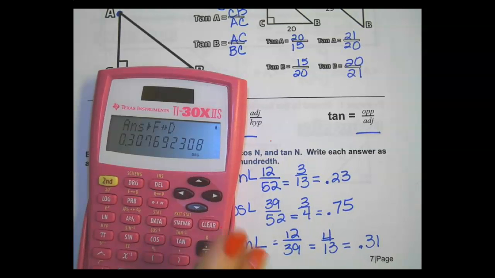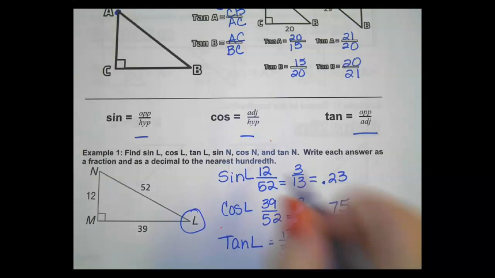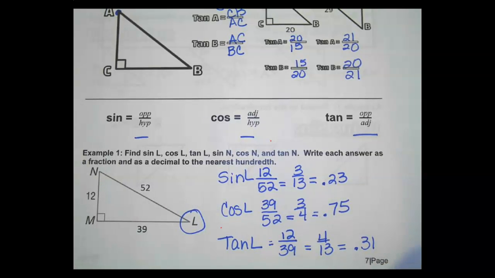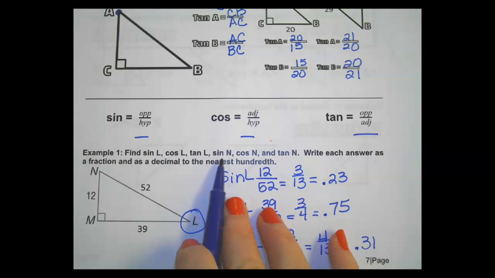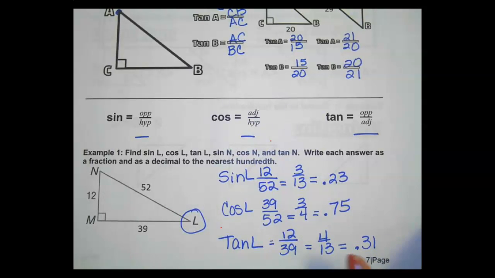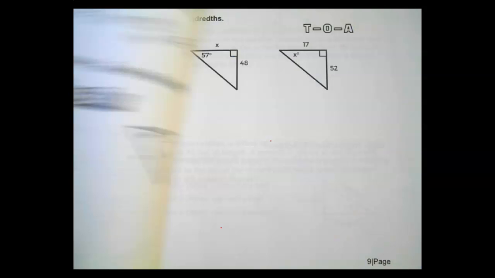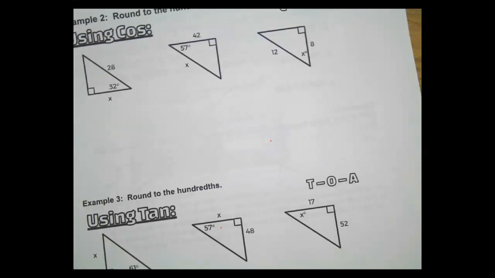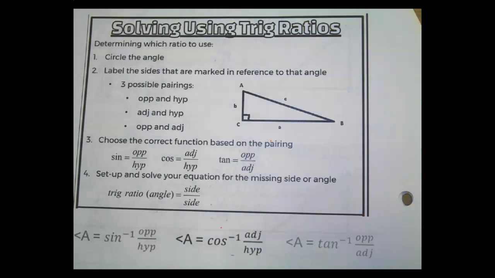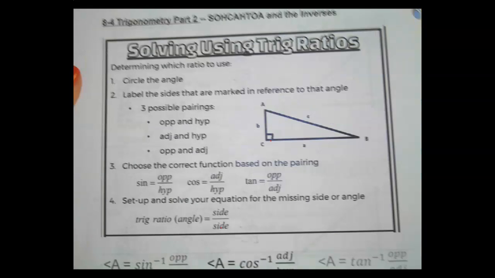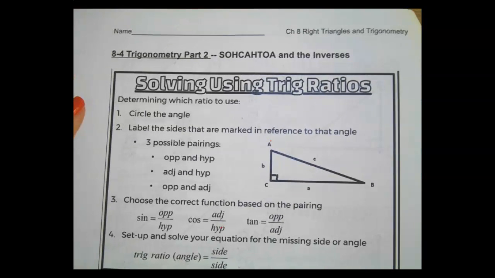I know I should do tangent for N. Is that what it is? Sine, cosine, and then do the same thing for tangent. We're out of room here, so let's just keep going. Okay, I'm going to stop here so you guys can take a break, and I'll get back going.